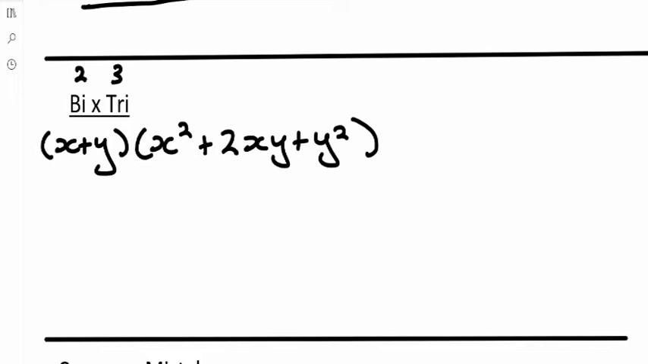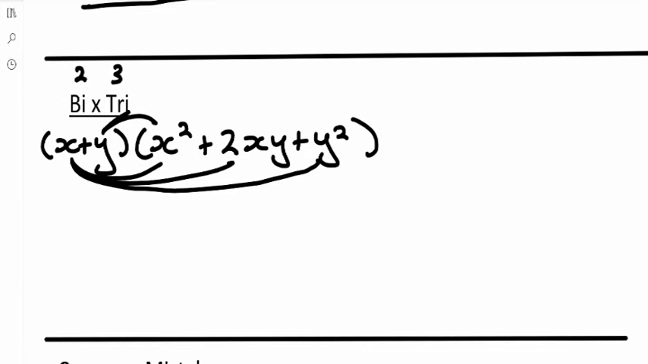This is just the method that I use. If you have your own individual method, that's perfectly fine. So what I would do is I would take each of these terms and multiply it by each of these. So if I take the x first, I'm going to multiply the x by that term, and that term, and I'll do the same for the y.